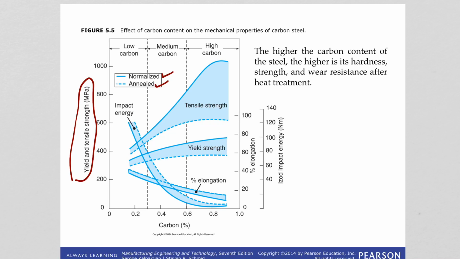And then here we are seeing the increasing carbon content, of course, which defines the regions of low carbon, medium carbon and high carbon steels. And we are seeing how the tensile and yield strength is increasing and ductility and toughness is decreasing.